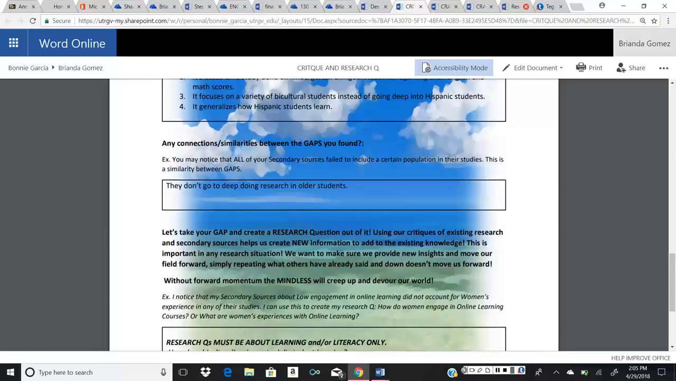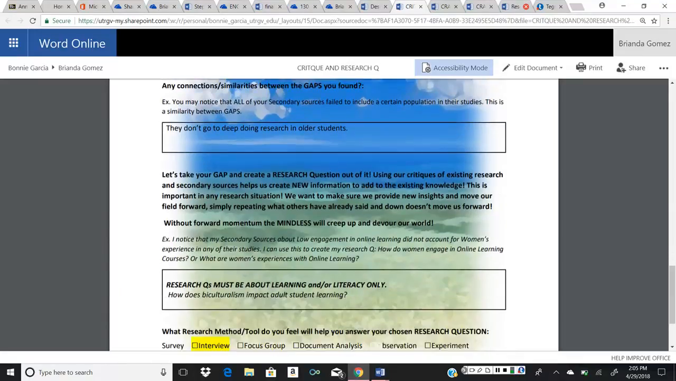So I ended up getting that they don't go deep on doing research in older students. So that was my focus. That was the gap.